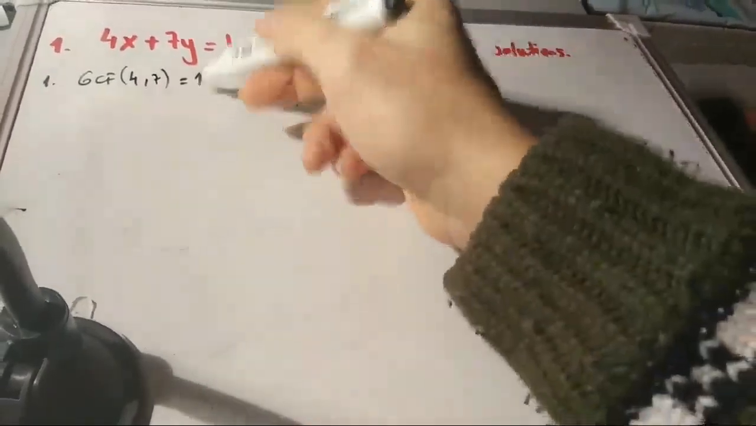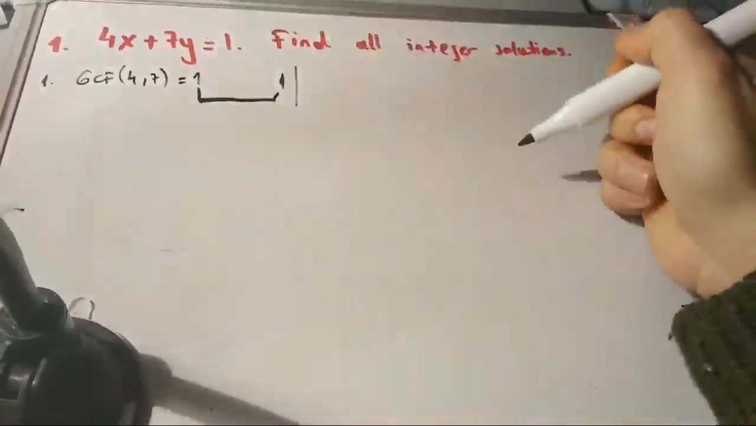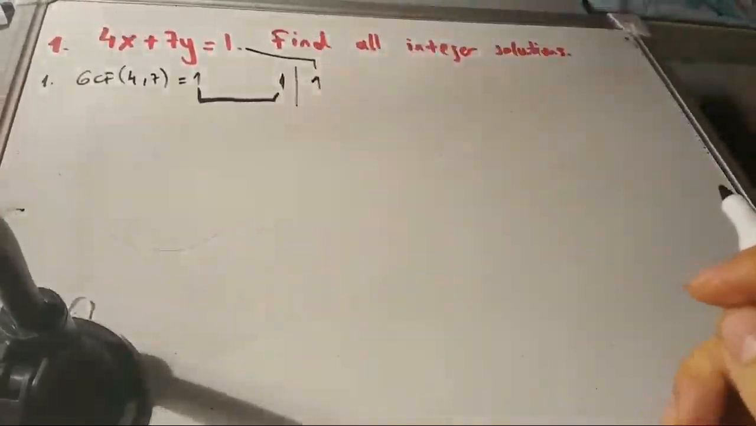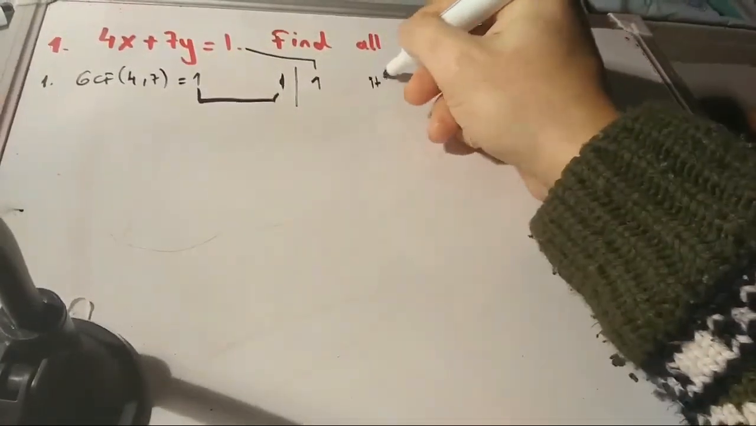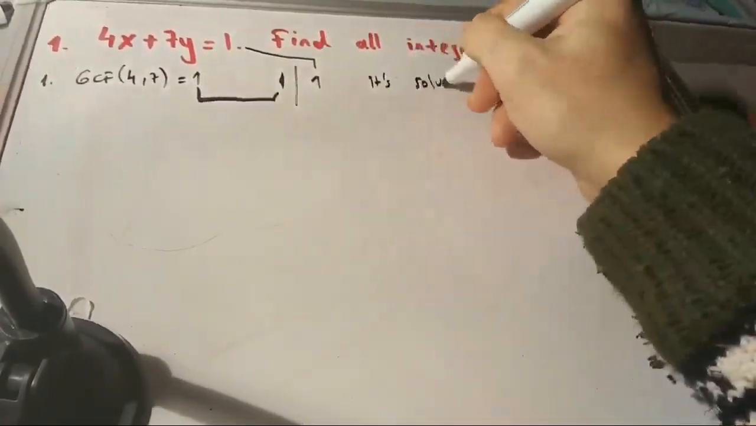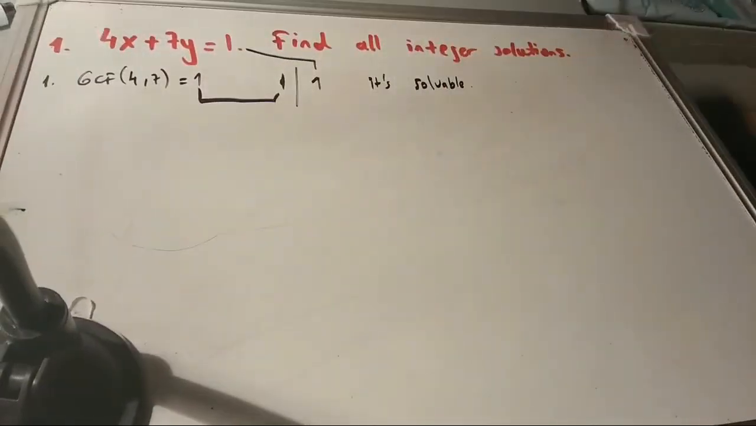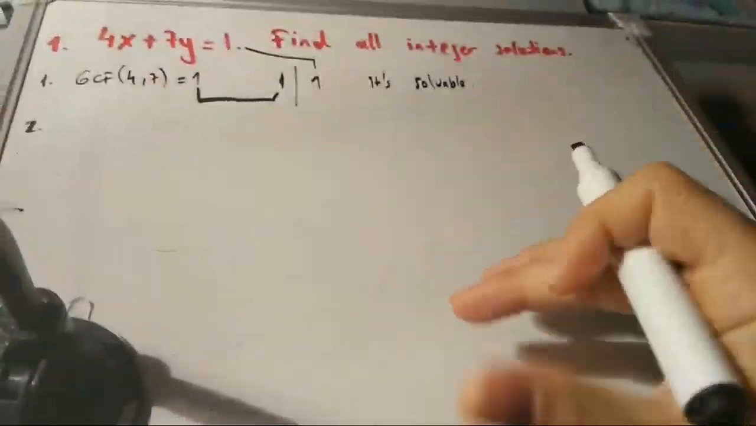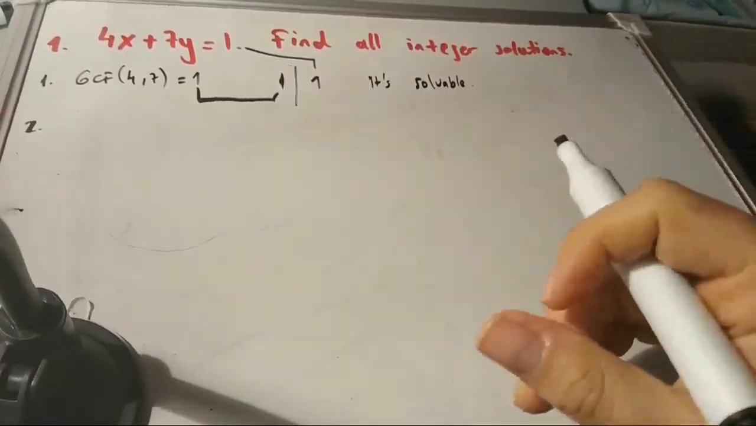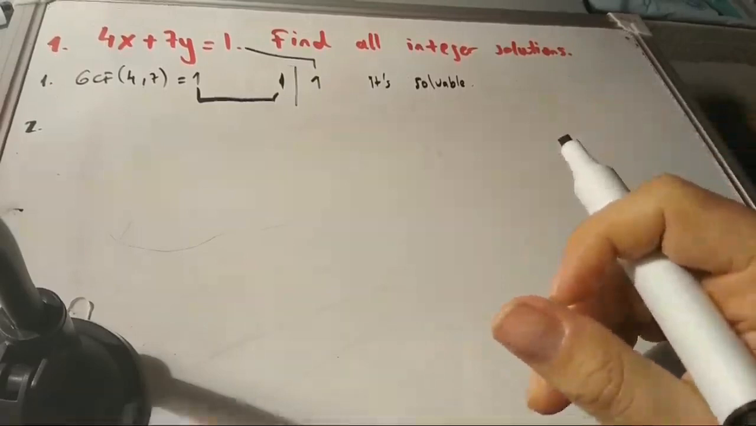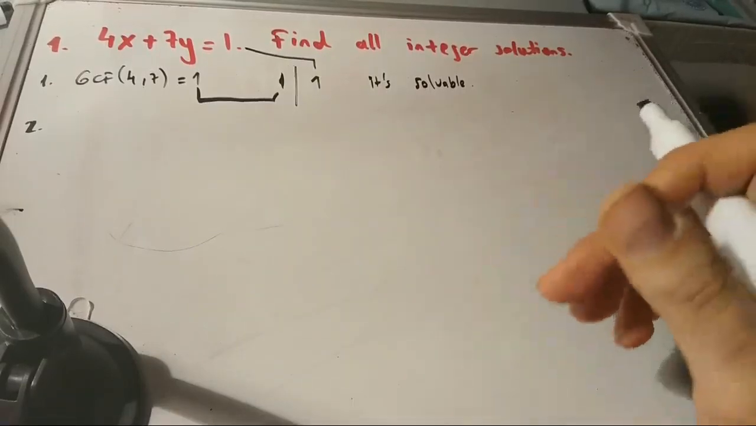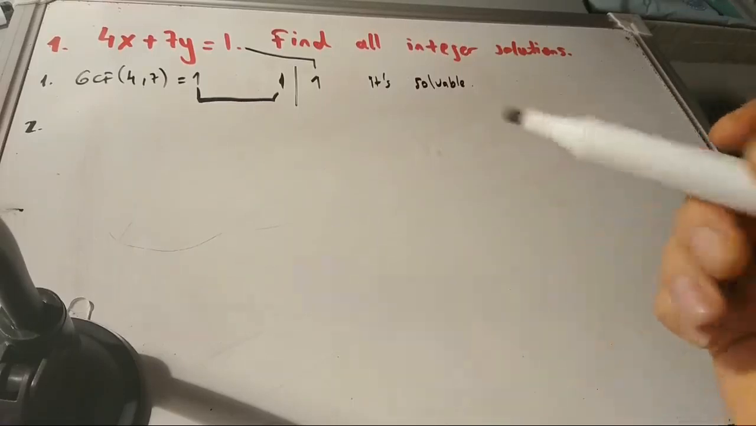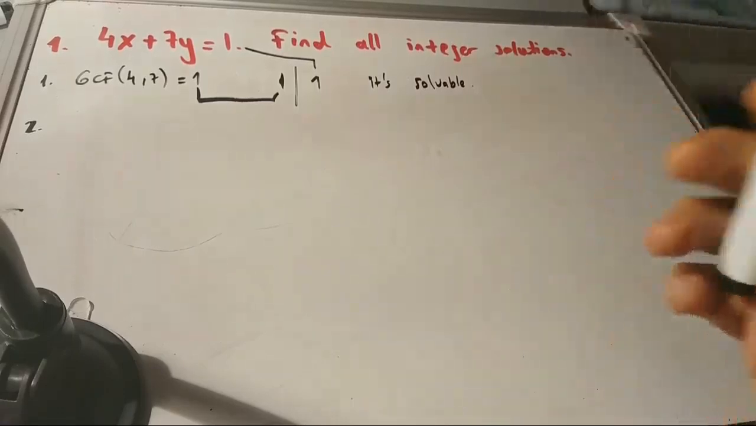1 is divisible by 1. So we say it's solvable. Step 2, using the Euclidean algorithm to find the greatest common factor. True, we already know it's 1. We have got to go through the process so we can reverse it and finish the problem.